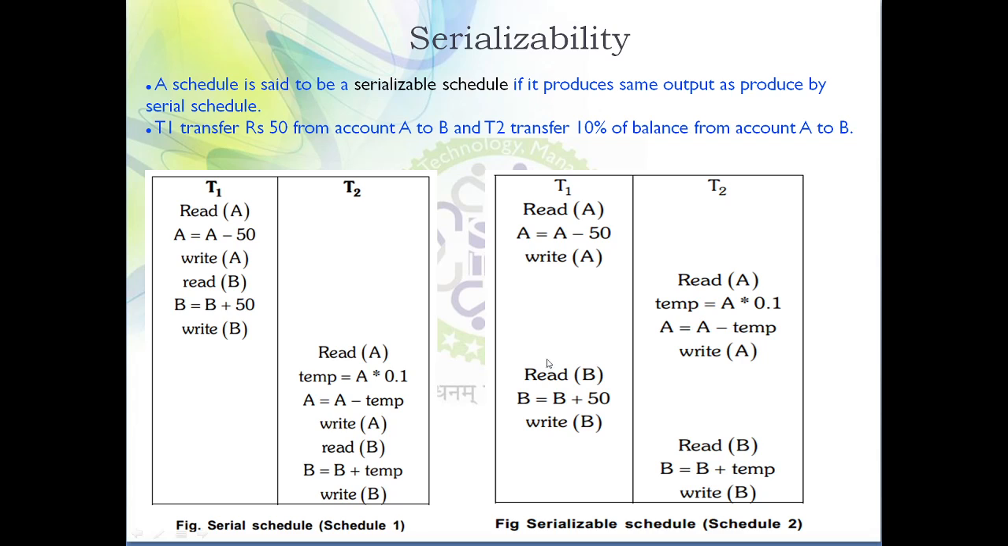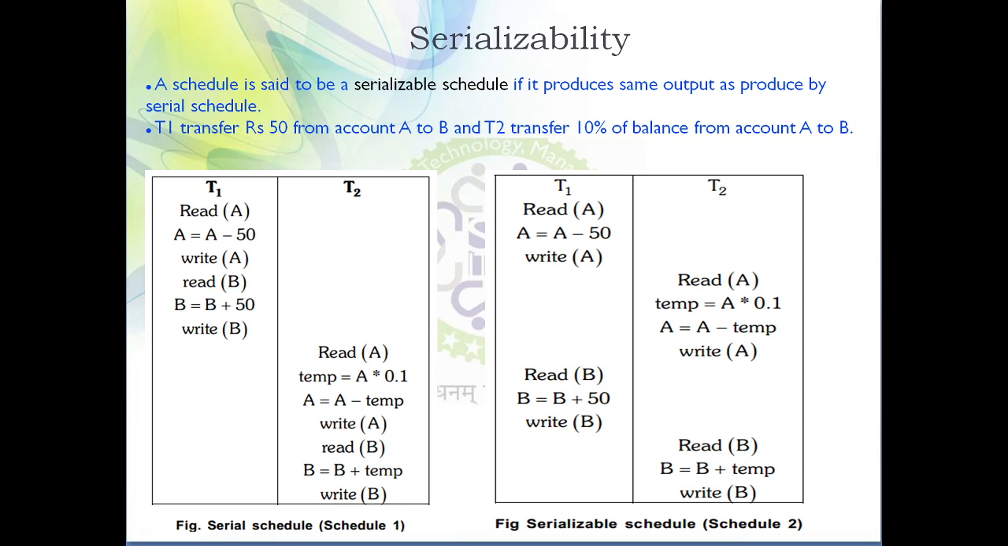Now we just check the value of B. What should be the final value of B? Again, you will read the value of B here. So you are going to add the value 50. So 100 plus 50, that is 150, and again you read the value of B. So 150 plus again the temporary value, what is the value of temp? Again it is 5, so 155. So again the values are the same.